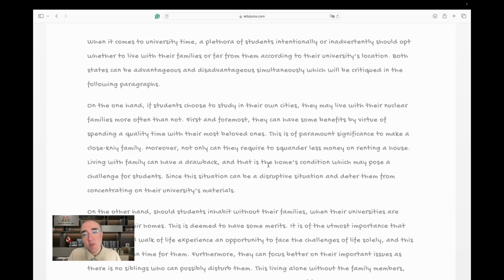And that is the home's condition, which may pose a challenge for students. How come? Since this situation can be a disruptive situation, and can be disruptive and can deter them from concentrating on their university's materials. I need an example. Plus, this is not a sentence again.